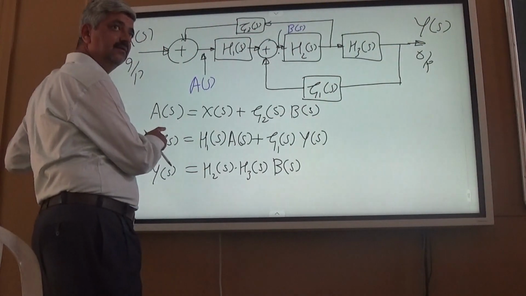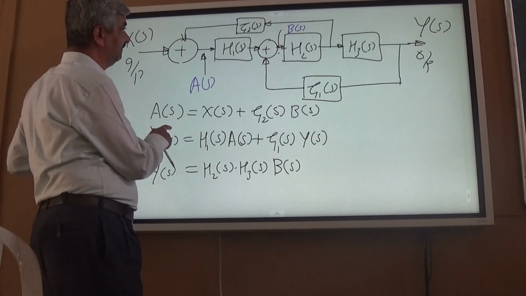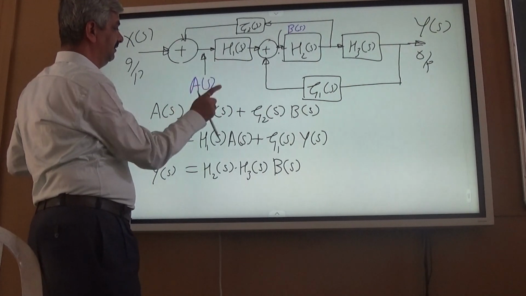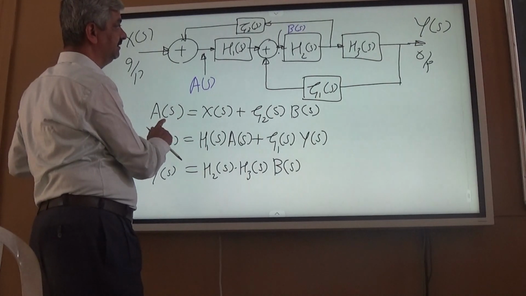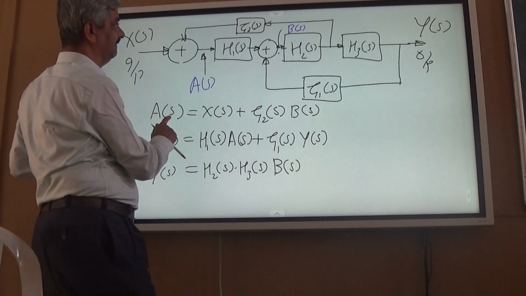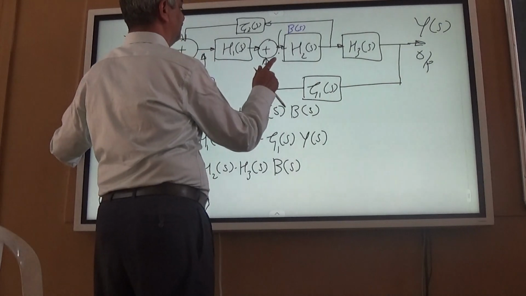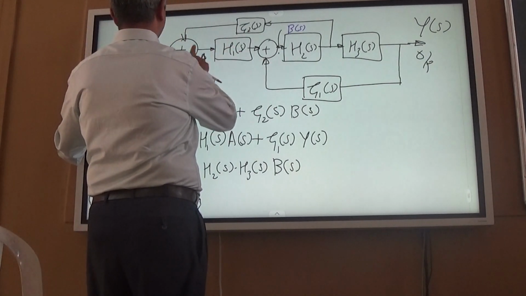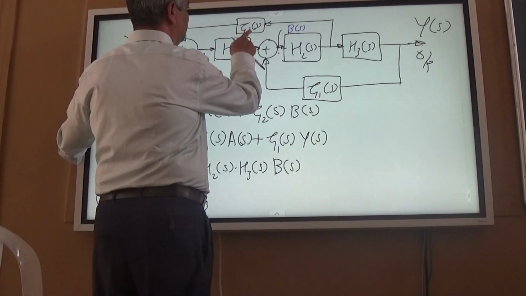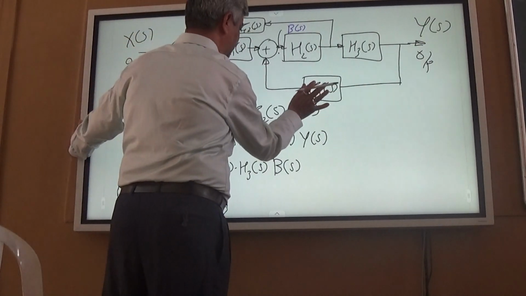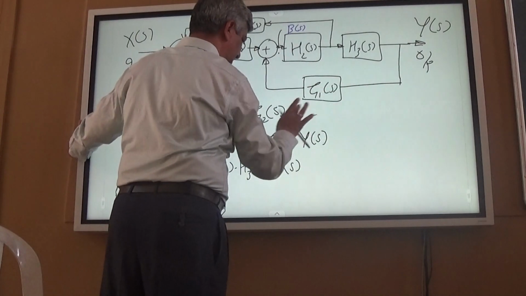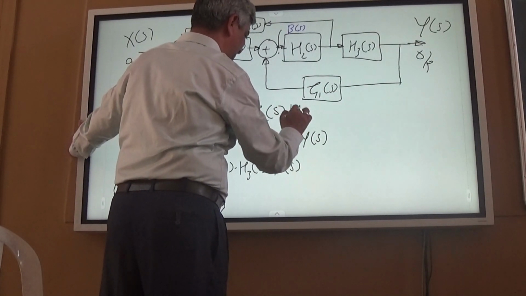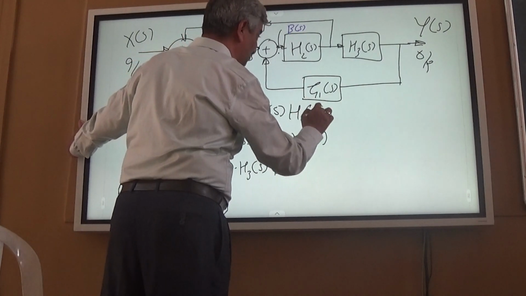A of s is X of s plus G2(s) into H2(s) into B(s). A of s is equal to X(s) plus G2. It's very nice.